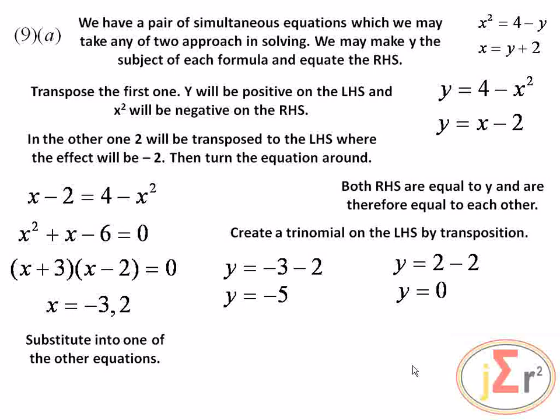We cannot just put negative 5 and 0 down as we have just done right here. We have done this because we are not through with the solution of the problem. When x is equal to negative 3, y is equal to negative 5. And when x is equal to 2, y is equal to 0.